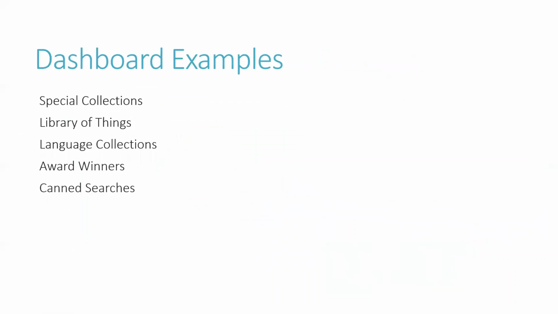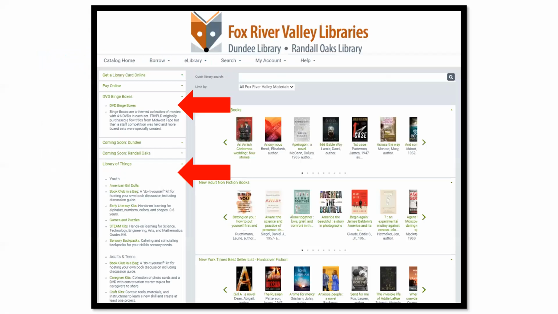Okay. Other dashboard examples that have been really popular and I've seen patrons have high use with are dashboards that contain special collections, library of things dashboards, language collections, award winners, and canned searches. And we'll look at examples of each of these next.